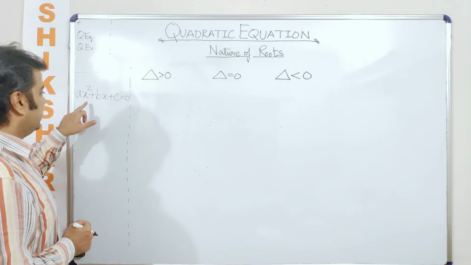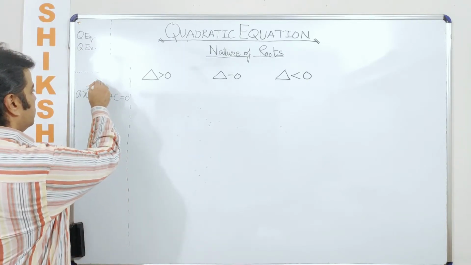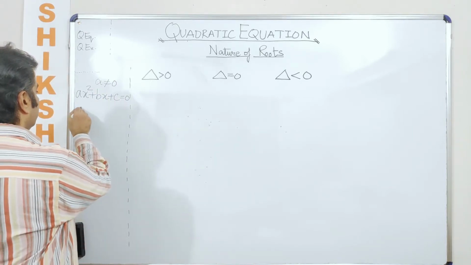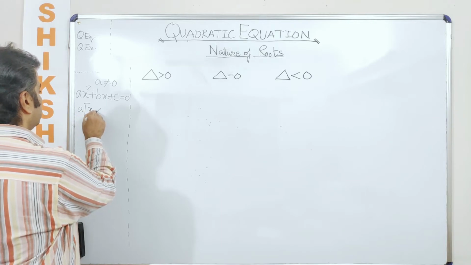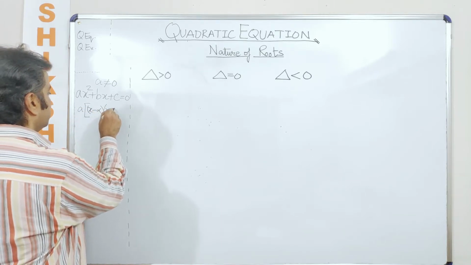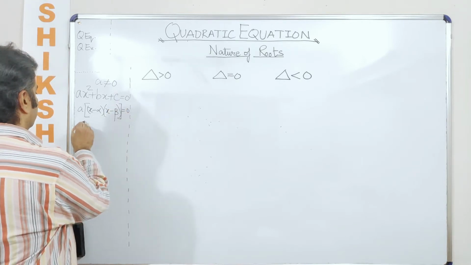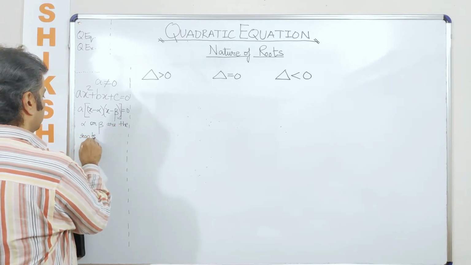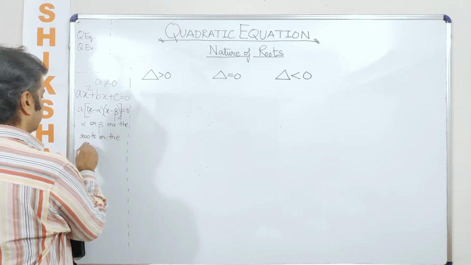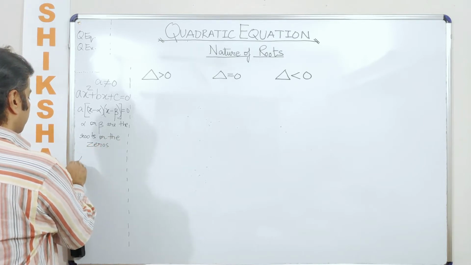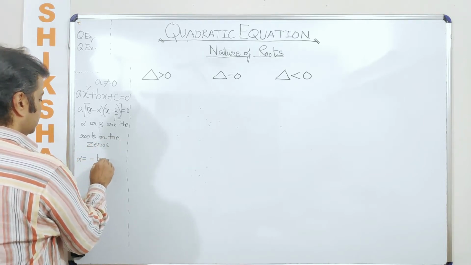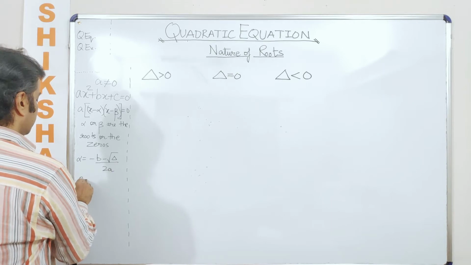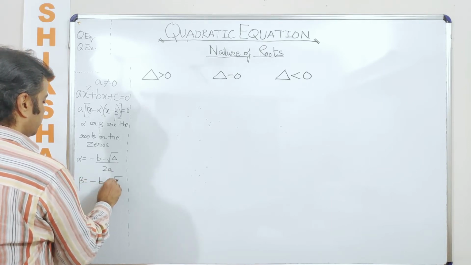Okay, so we are talking about a quadratic equation ax square plus bx plus c is equal to 0, wherein a is a non-zero number, right? And here we know that alpha and beta are the roots or the zeros of this quadratic equation, wherein we know the value of alpha. The value of alpha here is minus b minus root delta upon 2a, and the value of beta here is minus b plus root delta upon 2a.